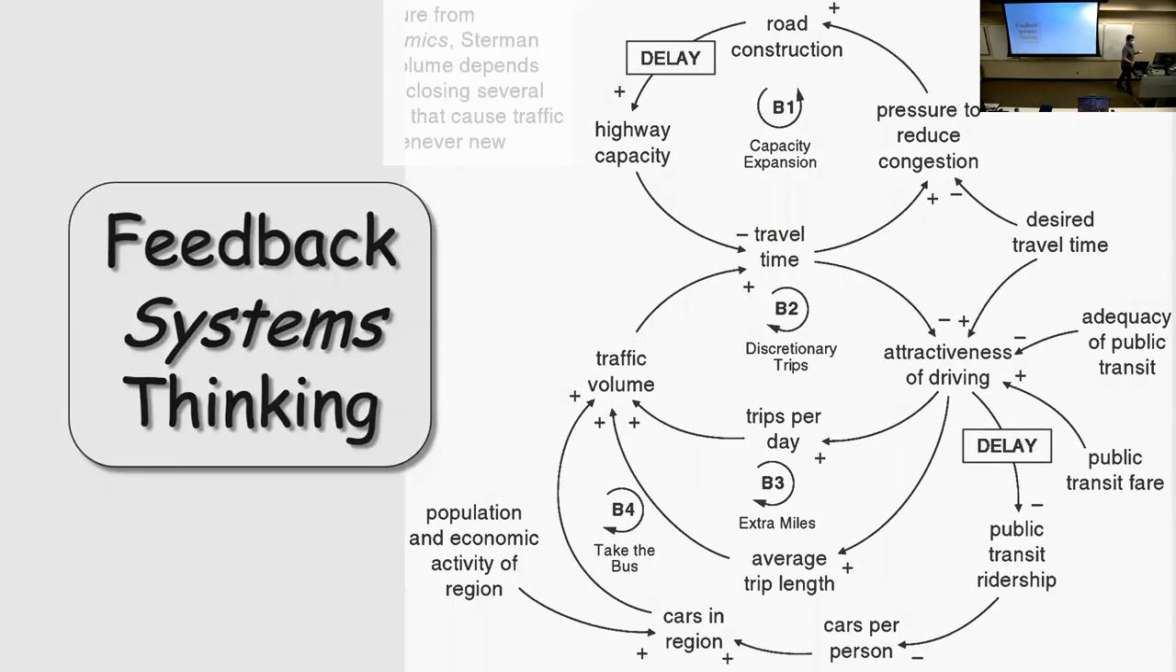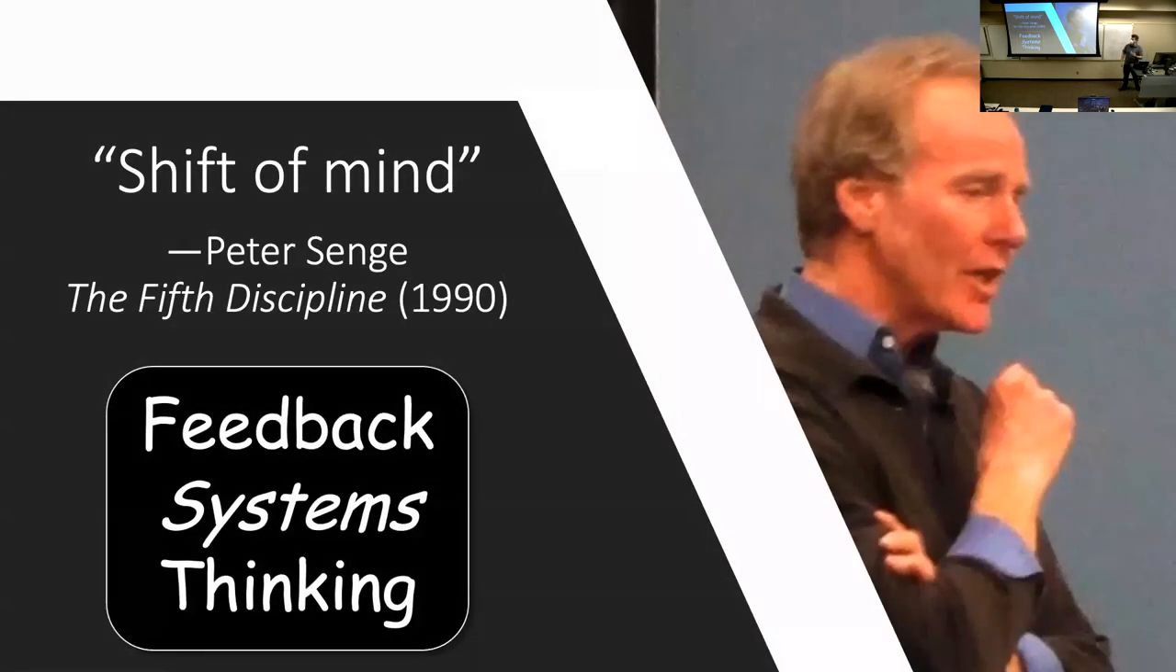So that's feedback systems thinking. Back in the 90s, this became popular. There's this book that came out by Peter Senge. And unfortunately, there's going to be a lot of old white males in this.